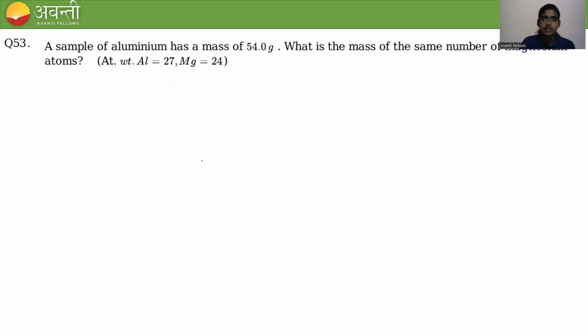So coming to question number 53. A sample of aluminium has a mass of 54 gram. What is the mass of the same number of magnesium atoms? So you can see that the atomic mass of aluminium is 27 and for magnesium it is 24. But a sample of aluminium has a mass of 54 gram. Okay. So 1 mole of aluminium contains 27 gram and 2 moles of aluminium contains, that is 2 into 27, which is nothing but 54 gram.